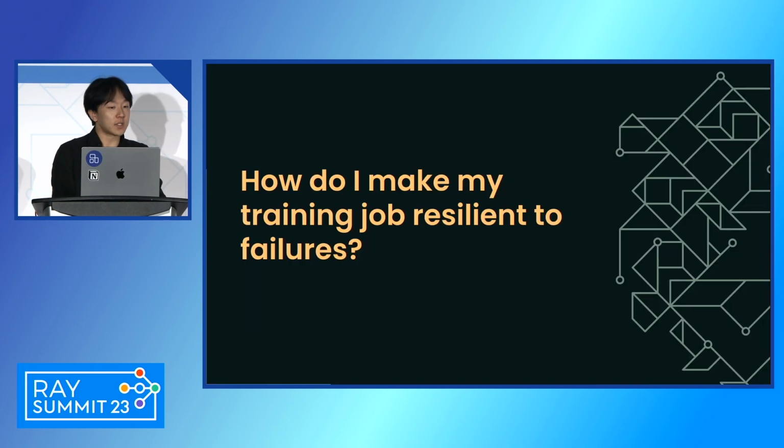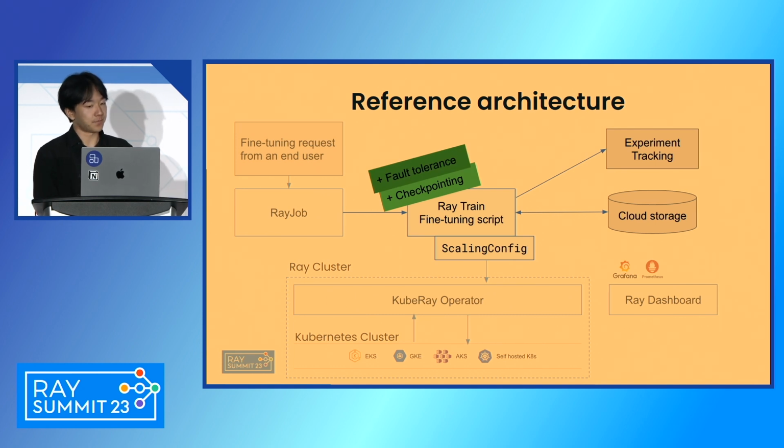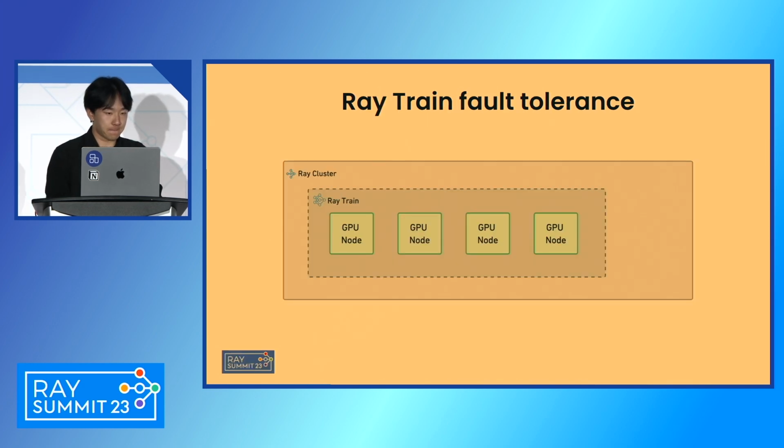Okay, one other topic is how to make my training job more resilient to failures, and this involves enabling fault tolerance. So back to the reference architecture, we're going to be adding fault tolerance to our script, and this will leverage the cloud storage and checkpointing that we implemented in the previous step.